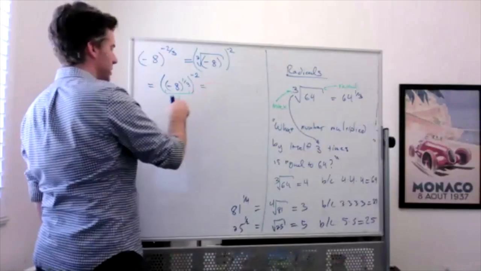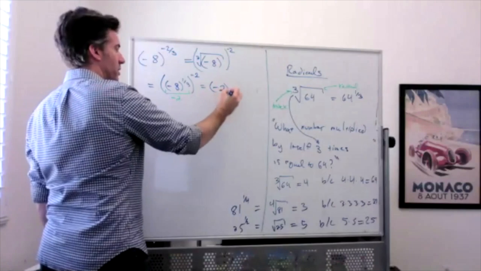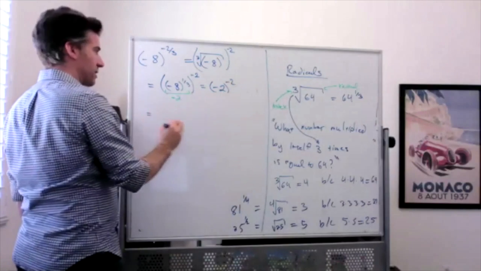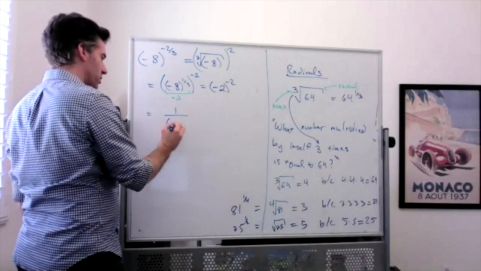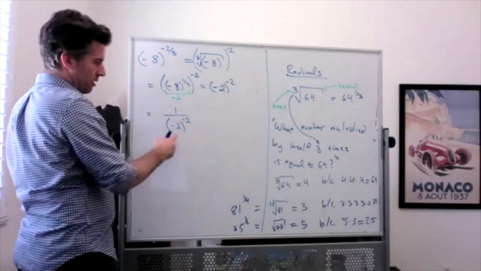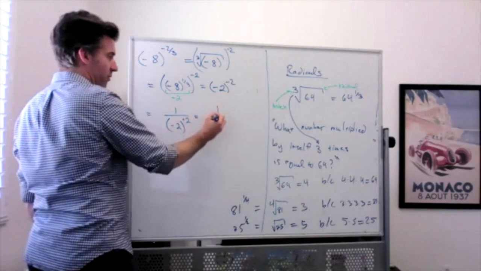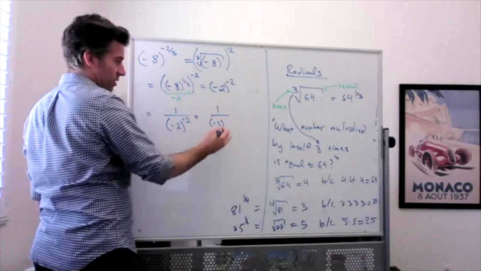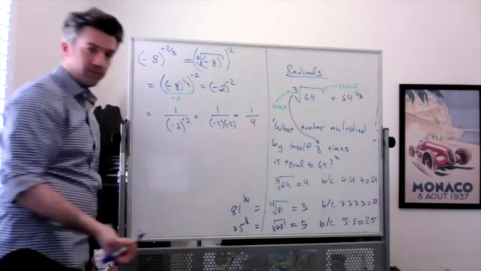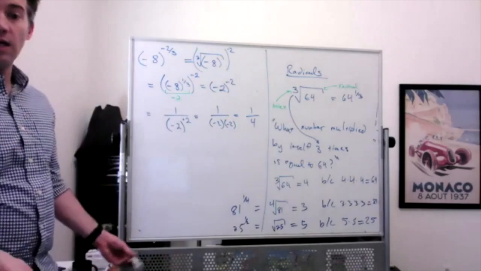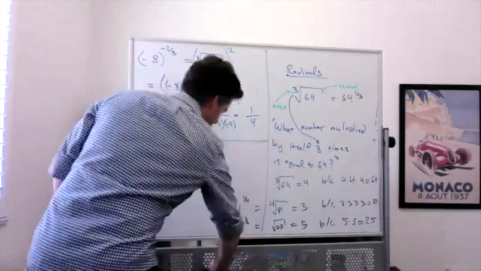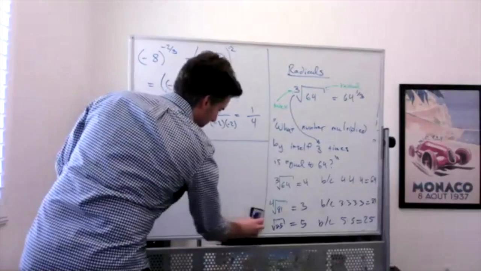So this is -2 to the -2nd, which I'm then going to rewrite as 1 over -2 to the +2nd. And -2 squared is +4. Right? -2 squared is just -2 times -2. So it's 1 over 4. A different way of tackling this, not my preferred way, but it is another way.